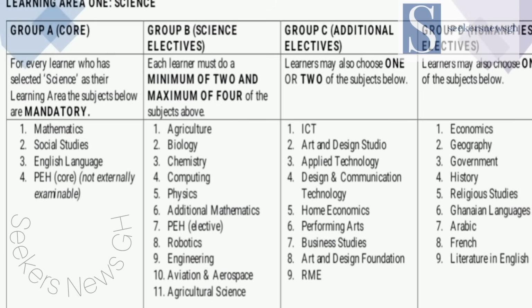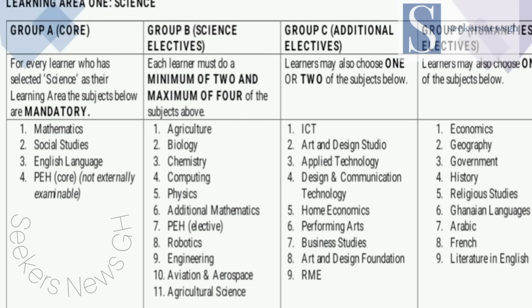Then, when we come to Group B for science electives, each learner must do a minimum of 2. So you can select 2 from here, or you can select 4 from here. These are the subjects: Agric, biology, chemistry, computing, physics, additional mathematics, PEH elective, robotics, engineering, aviation and aerospace, agricultural science.